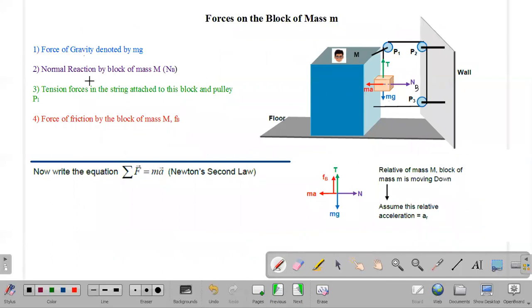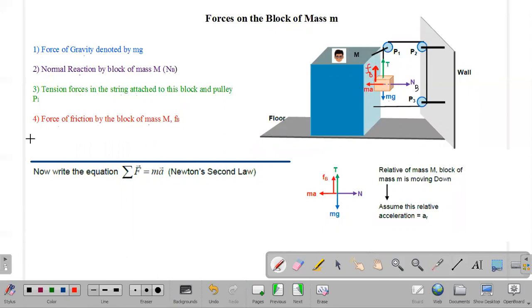So these are the forces. Force by gravity is considered, normal reaction by the block is considered, tension force in the string is considered, force of friction by the block, Fb, is considered. Sorry, I missed this Fb in this diagram. So Fb is in the upward direction. This is the direction of Fb, the direction of friction by the block.